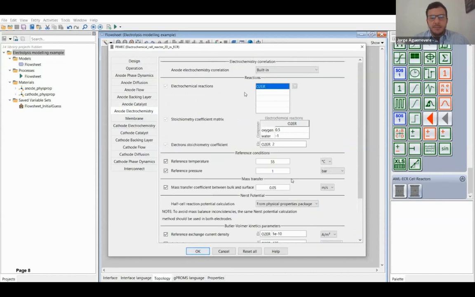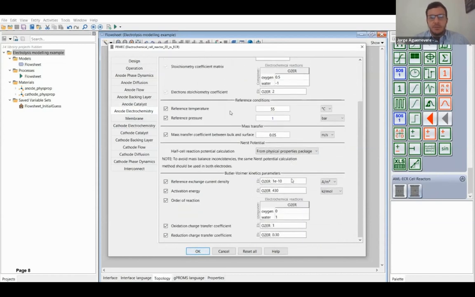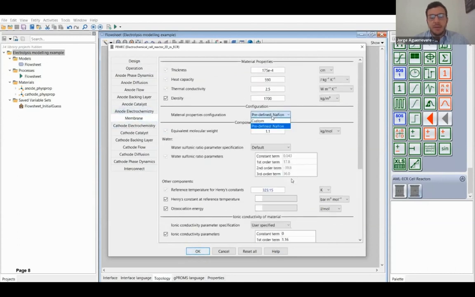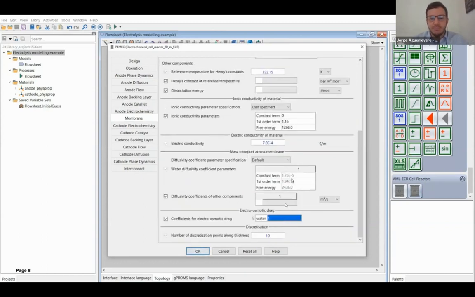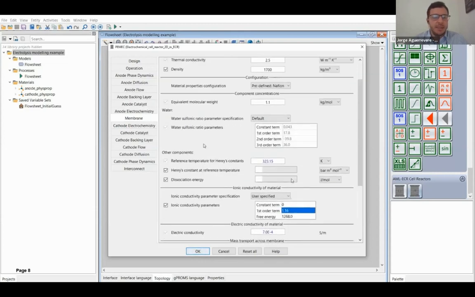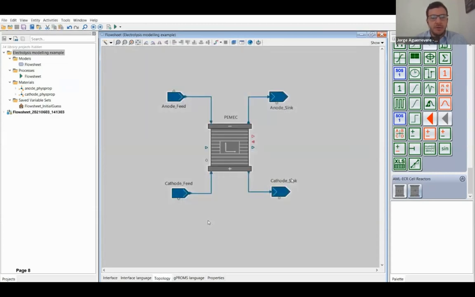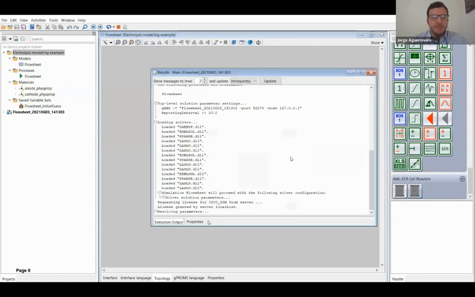In addition, there are inputs for what the electrochemical reactions that are taking place are. So while our focus has been so far on PEM electrolysis, there are ways to configure this model to simulate other electrolysis processes as well. But today I'll be focusing on the use of a PEM electrolyzer model.